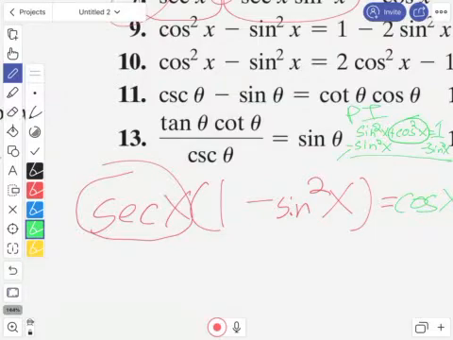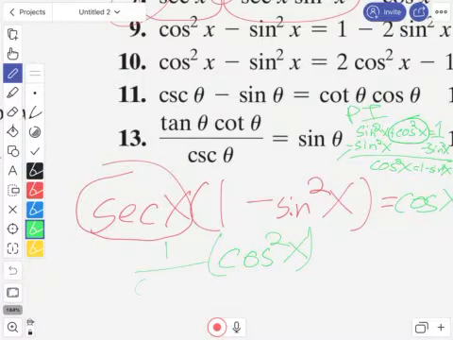this leaves us with cosine squared of x equals 1 minus sine squared of x. So we're allowed to rewrite this 1 minus sine squared of x as cosine squared of x. And secant of x, I'm just going to rewrite it. That can be rewritten as 1 over cosine of x. Recall that we're trying to get this all equal to this cosine of x over here.